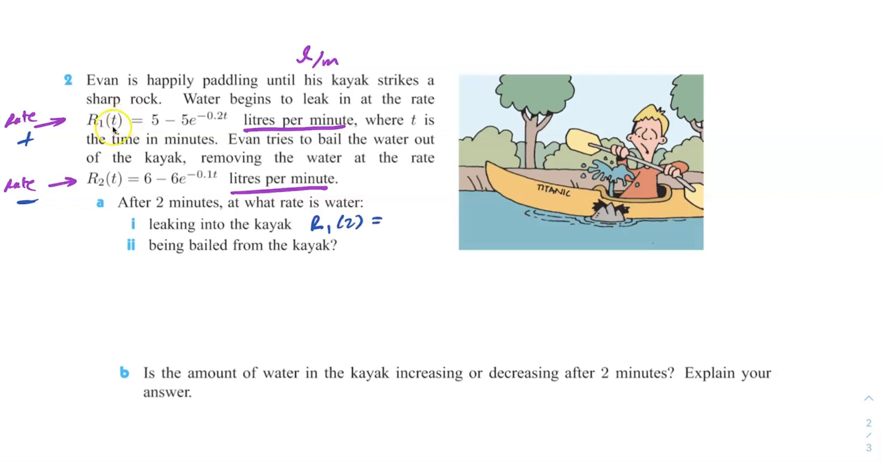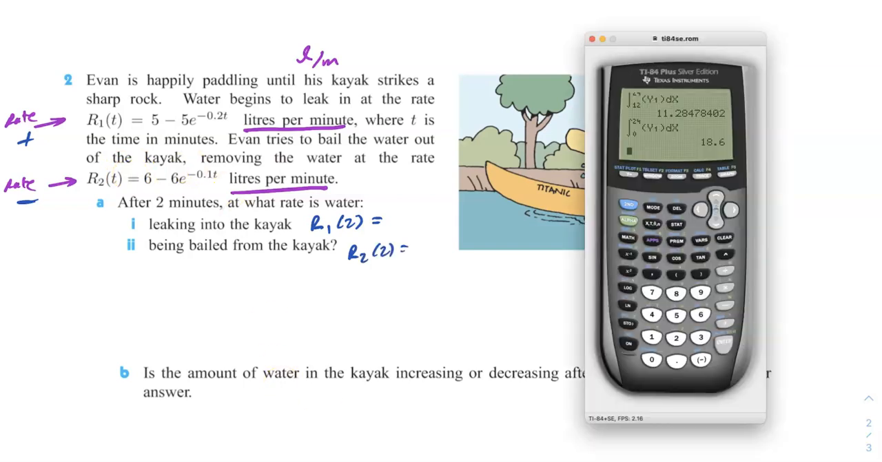I'm going to do that in a second. Being bailed from the kayak. So again, what rate? This is a rate at which water is being bailed out of the kayak. So what's that? Plug 2 into that equation also. And that gives us both our rates. So for that we need our calculator.